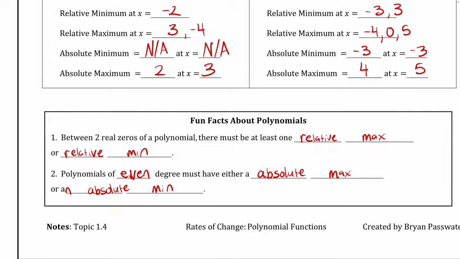Very nice. And that makes sense, right? So if I have some sort of x squared function, it looks like a U shape. And look, you have to have an absolute minimum. No matter what, if you have an even degree, it's going to have some sort of shape that looks like this.